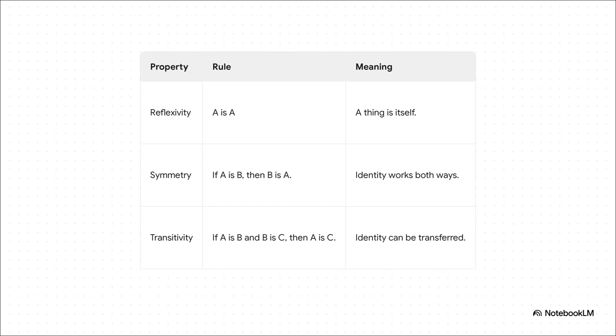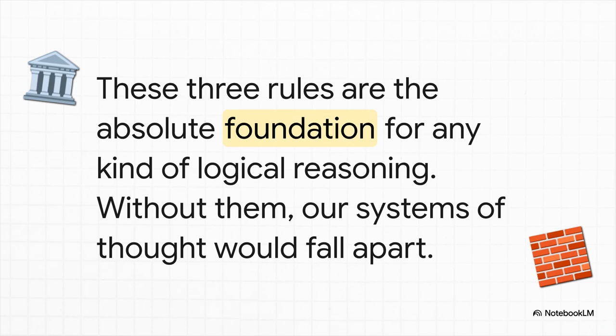First, there's reflexivity. A is A. A thing has to be itself. Pretty simple. Second, symmetry. If A is the same as B, then B has to be the same as A. It goes both ways. And finally, transitivity. If A is B and B is C, then A has to be C. You can pass the sameness along. And these three rules? They're not just for mathematicians. They are the absolute bedrock of any kind of logical thinking we do. Without them, everything just falls apart.